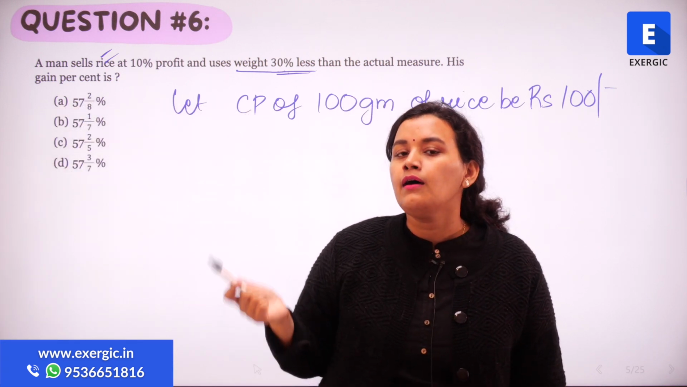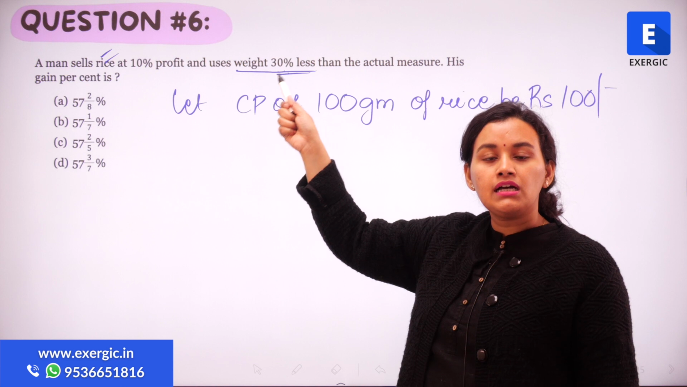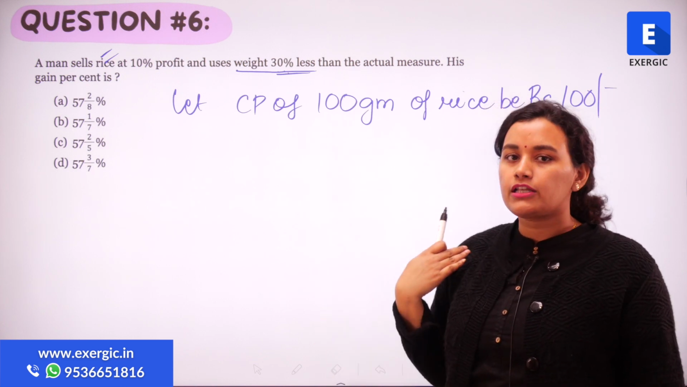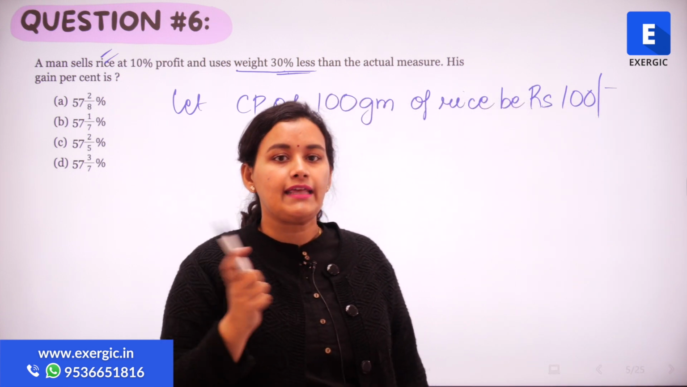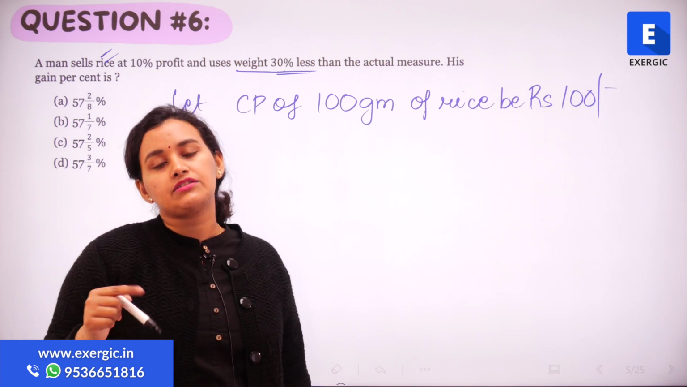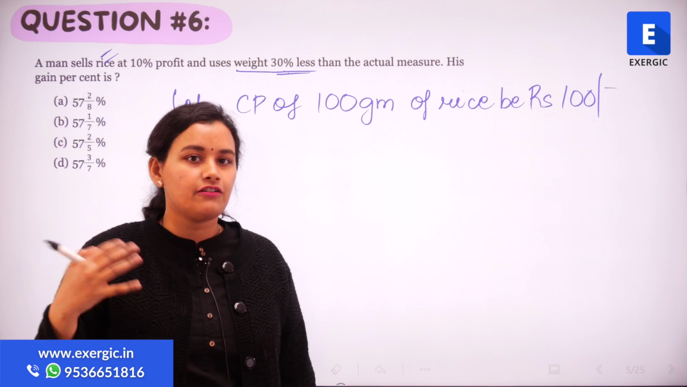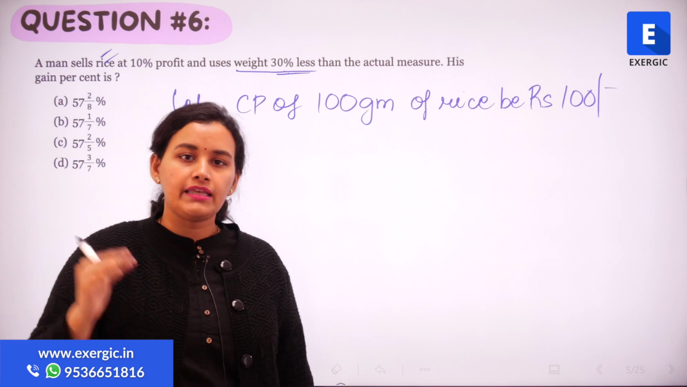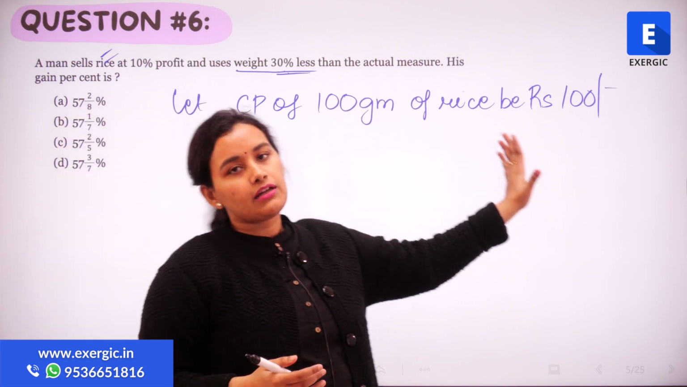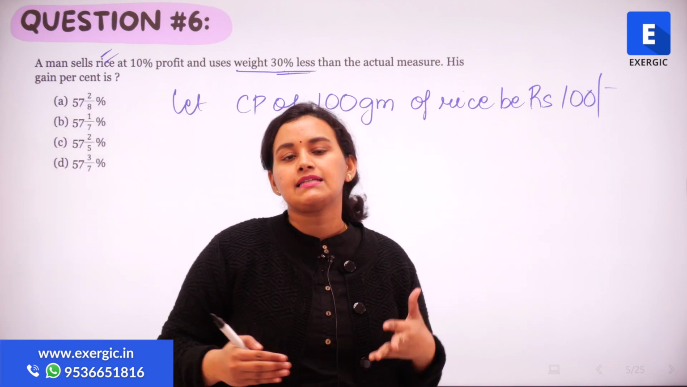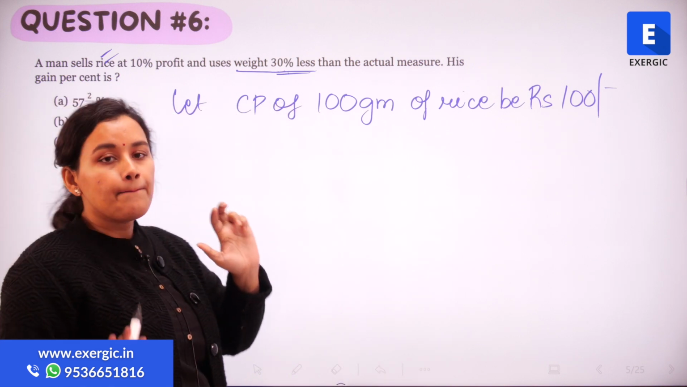Why have I taken 100? Because not only do I have a 10% rise, but I also have to use 30% less weight, and my calculations are going to get easier if I assume these values to be 100. Again, I repeat, you can take these values to be 1. You can also take these values to be any variable, but then your calculations are going to become very confusing. So avoid taking variables. Either work with 1 or work with 100, right? If you think about it, basically I'm taking the cost price of 1 gram of rice to be rupee 1, but since it's easier for me to work with 100, I'm taking it to be 100. So let the cost price of 100 grams of rice be rupees 100.